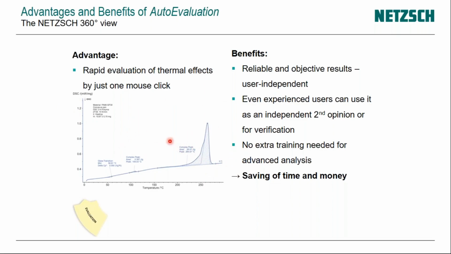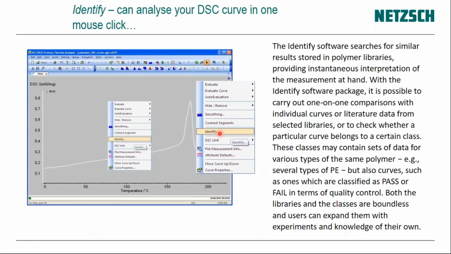All this we can do just with one mouse click, and that's why this becomes a very handy tool for most of the industries, especially for QC, and also very handy for research. It's reliable and it's user independent. So even an experienced user can use it as an independent second opinion or for verification. And there's no extra training because you can do the auto evaluation with just one mouse click. So obviously it saves a lot of time and money for the user.